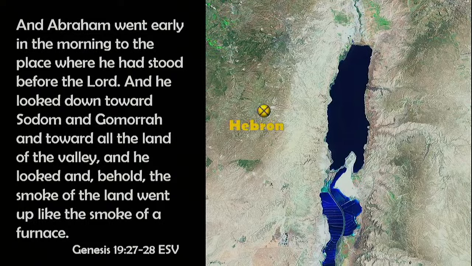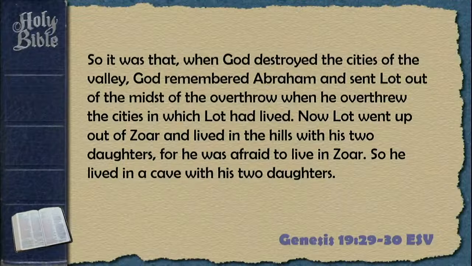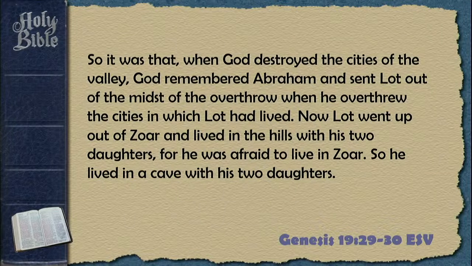Well, the location where Abraham looked and saw the smoke rising was Hebron, shown on the map here, which doesn't really help us in favoring the northern versus the southern location, since it's about halfway in between. But it's still a worthy note for our geography. The text continues, describing that Lot subsequently fled to the mountains near Zor, where he and his daughters lived in the cave.